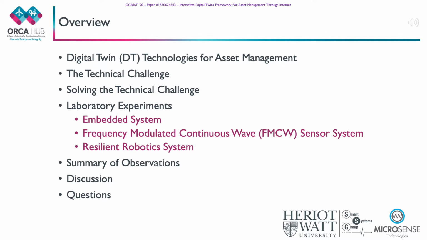Use case number 1, titled Embedded System, where the system emulates a cooling system with two separate embedded systems set up. Use case number 2, investigate the interaction of frequency modulated continuous wave FMCW sensor system for the wind turbine blade structure inspection. Lastly, use case number 3 demonstrates the runtime interaction with a resilient robotic system, showing all the runtime parameters and information via a single graphical user interface. The presentation is rounded up by highlighting a technical summary and discussion.